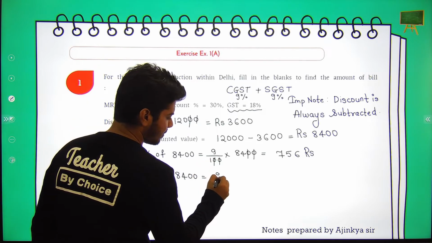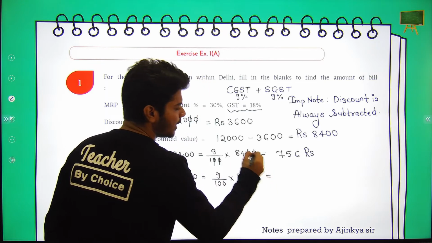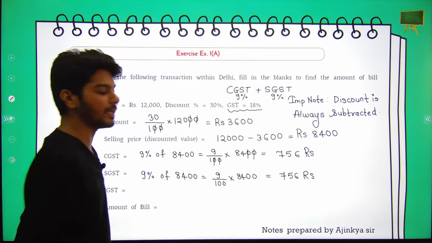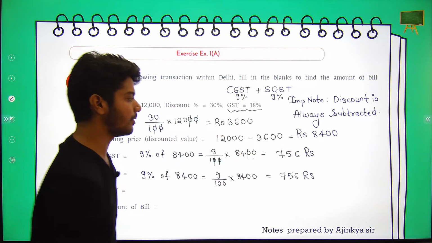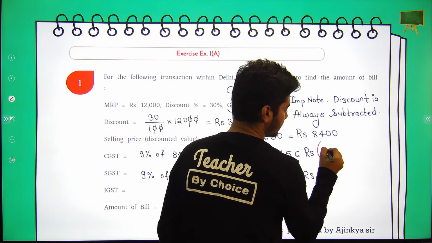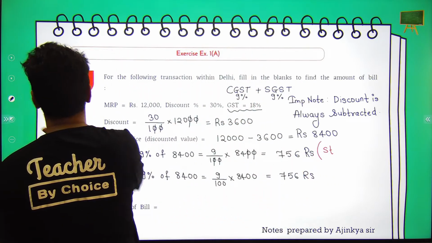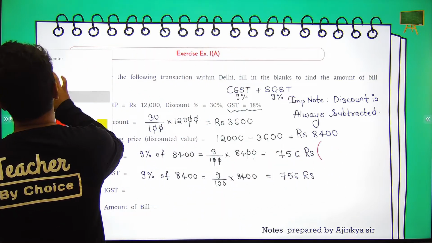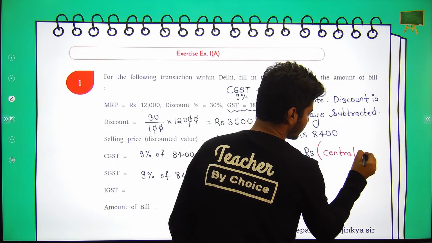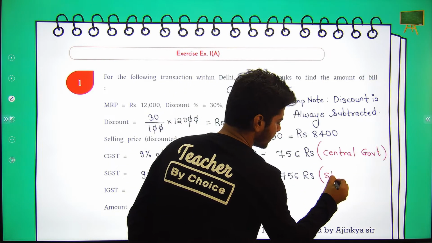Okay, and same amount, 9 upon 100 into 8400. Same calculation, you will get the same amount, 756 rupees. So this will go to central government, this will go to state government. See, I am writing in brackets. This is the first sum, will go a little slow. This is central government, not state government. CGST, central government. I am writing in short. And this will go to state government.